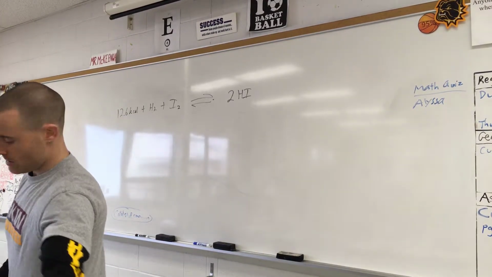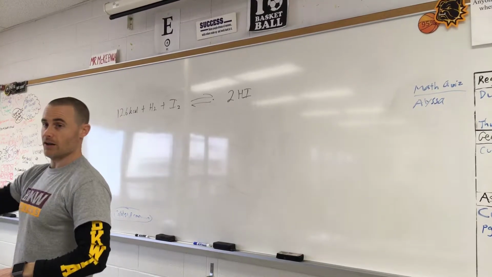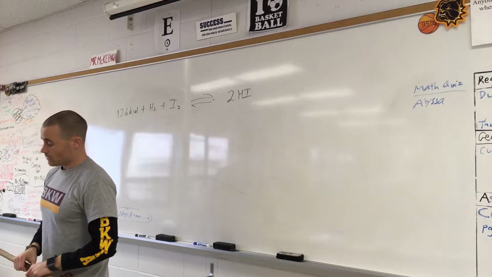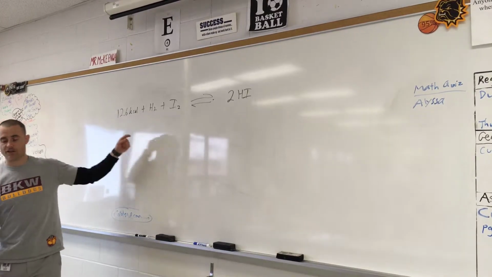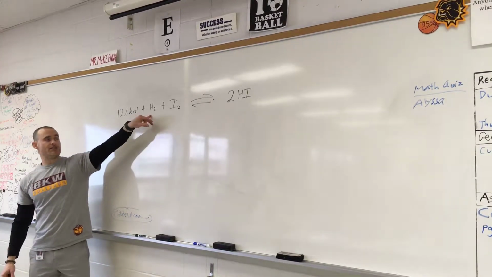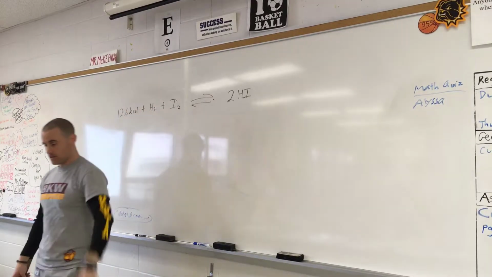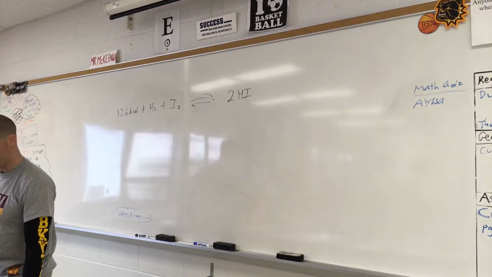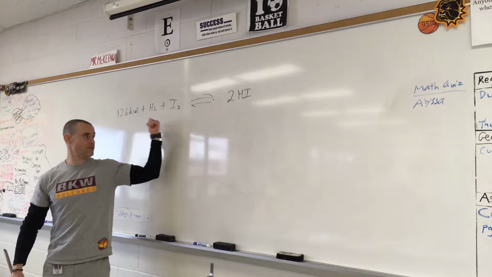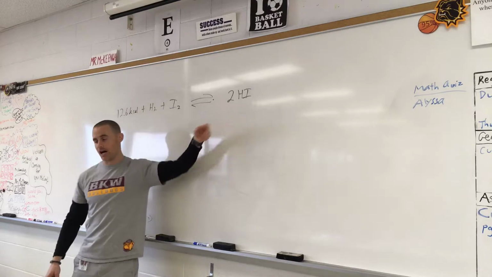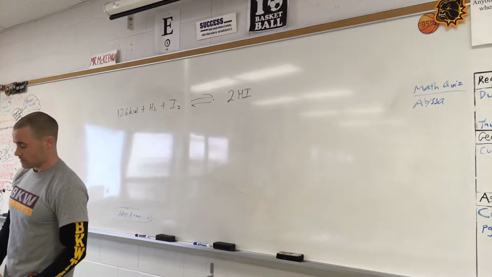Hey, man. Going over this sheet right here. Okay. All right. So now number 7, if we shift right, H2 decrease, I2 decrease, HI increase. And then number 8, if we're shifting left, H2 and I2 both increase in concentration, HI decrease in concentration.